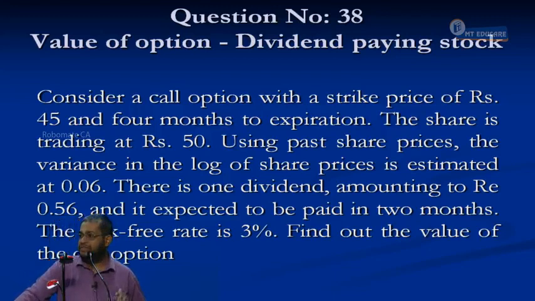Consider a call option with a strike price of 45, 4 months to expiration, share is trading at 50. Using past share prices, the variance of the log of share prices is estimated to be 0.06. There is one dividend amounting to rupee 0.56 and it is expected to be paid in 2 months. Risk-free rate is 3%. Find out the value of the call option.